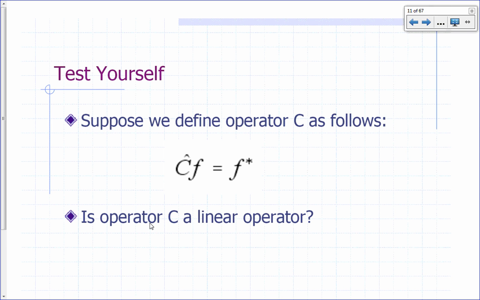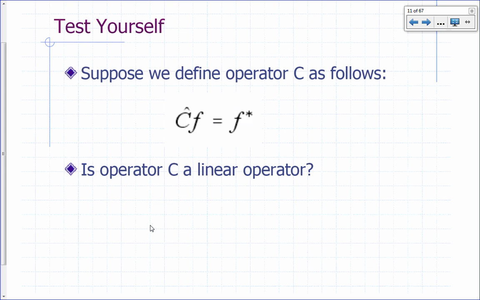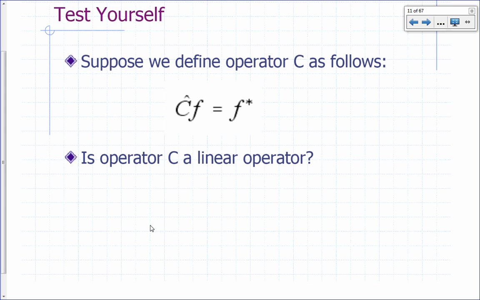Okay? So you know what a linear operator is. What about C operating on function f giving you the complex conjugate of function f? Is that a linear operator? Okay, I'm going to give you the answer, and you have to prove it to me in the homework. So I'll add that to your homework. The answer is no.